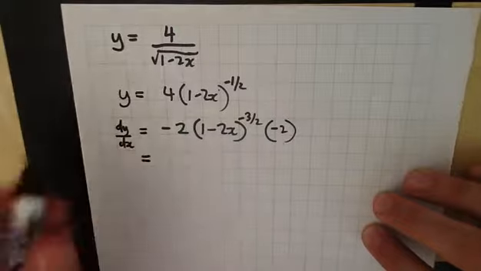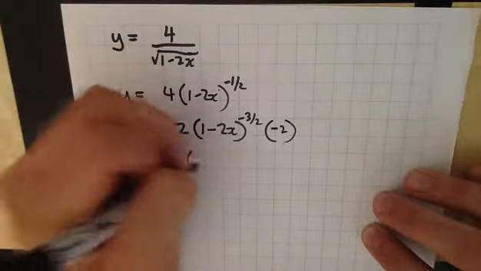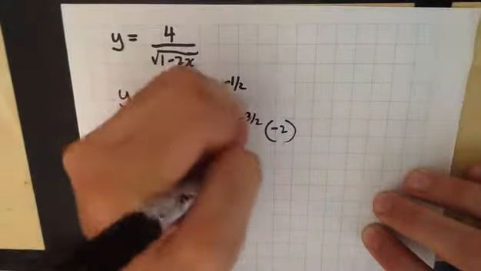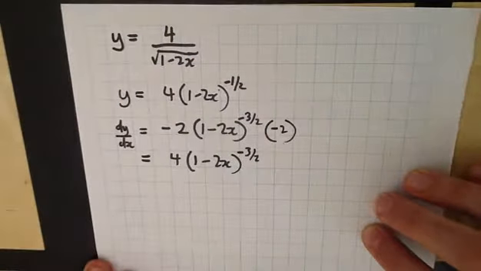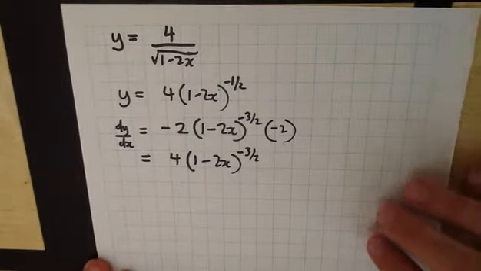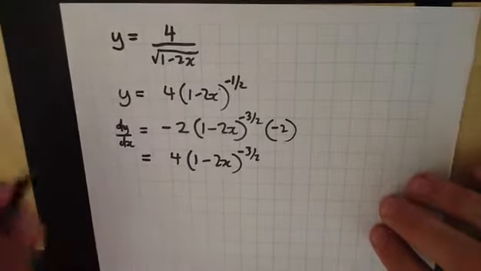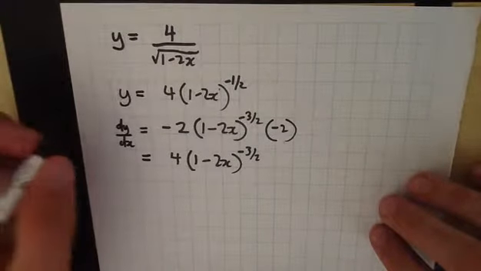Negative 2 times negative 2 is going to give me 4. So the derivative is actually this. I can leave it in that form. That's the derivative using the chain rule. Okay, let's get the derivative using the other version of the chain rule.